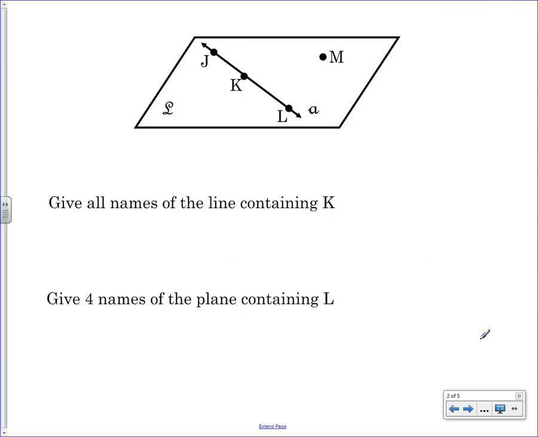All right, so this should be what you have. If yours is hard to see, you can look at mine. All right? Give all names of the line containing K. So that's a capital non-cursive K, so that means a point, right? So what do you guys think? Just spit one out at me. Okay, so if it's a line, how many points do I need to name it? Just 2, right? If I use 3, what's that mean? A plane, right? So lines are only 2. So we would call it maybe JK with a double-headed arrow over it. What else could I call it? KL with a double-headed arrow over it. What else?